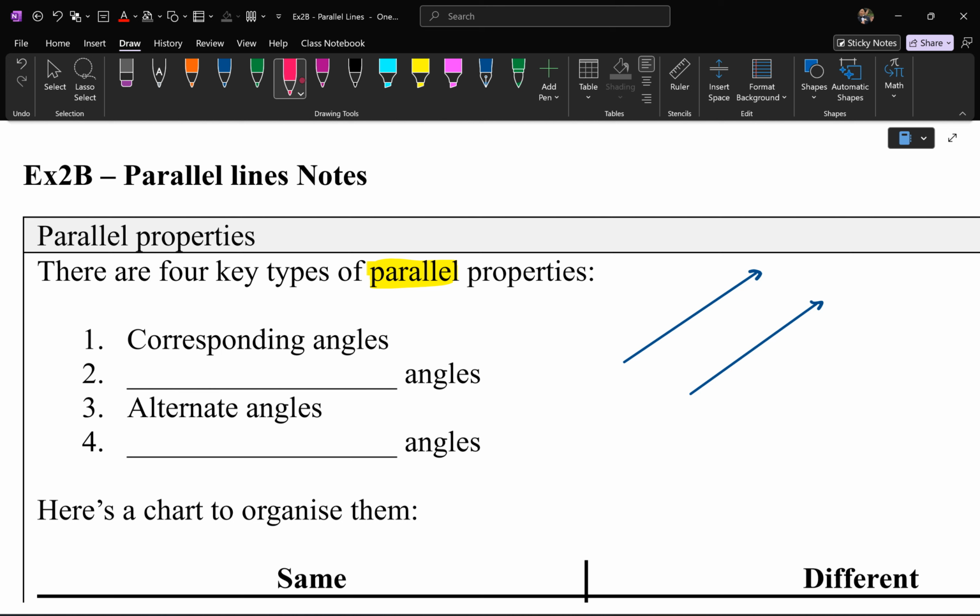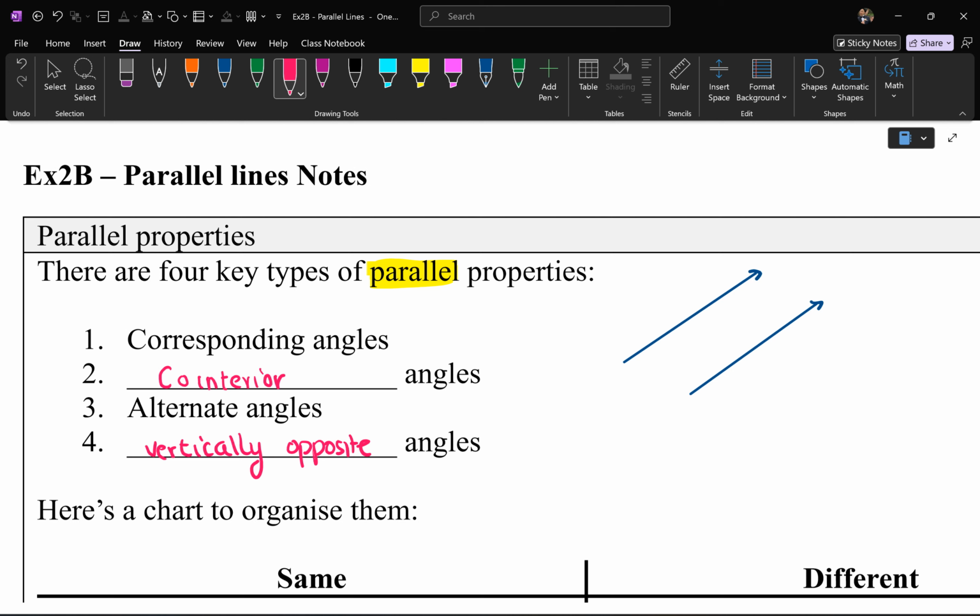Corresponding angles. The other one is called co-interior. So copy this one down. It's called co-interior angles. Your third one is called alternate angles. And then your fourth one, which is what we learned yesterday, starting with V, vertically opposite. Very good. So you were partly correct there. So vertically opposite. These are the 4 properties.